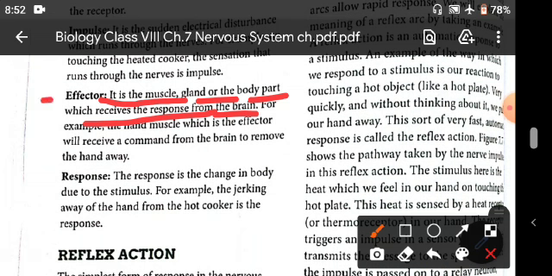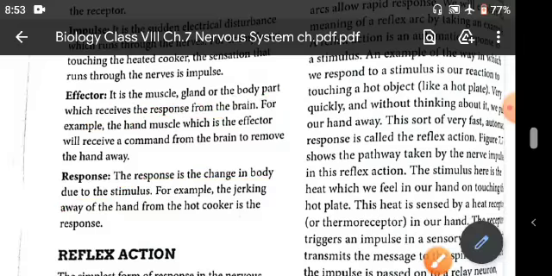Now response. The response is the change in the body due to the stimulus. For example, the jerking away of hands from the hot cooker is the response. That means what response will you make after touching the hot cooker? You will remove your hand. This is called the response.